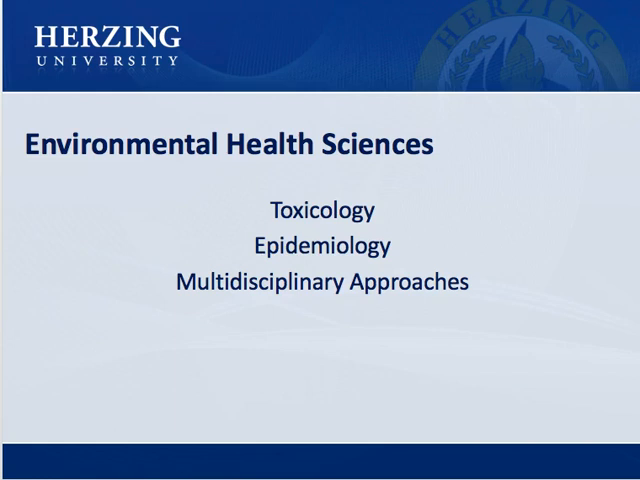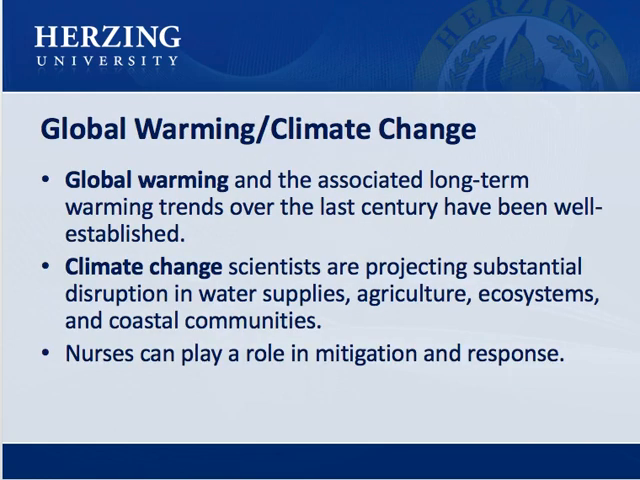Multidisciplinary approaches: there are a number of earth sciences that help us to understand how pollutants travel and how they can affect humans. Global warming and the associated long-term warming trends over the last century have been well established, and climate change scientists are projecting substantial disruption in water supplies, agriculture, ecosystems, and coastal communities. There are 2 concurrent roles for nurses: mitigation and response, which includes preparation, disaster preparedness, and mobilization, and migration response.